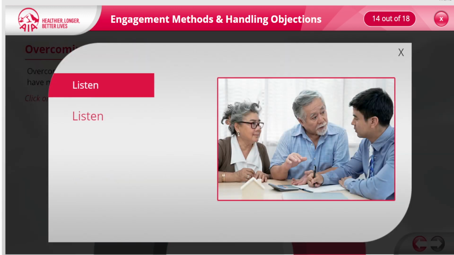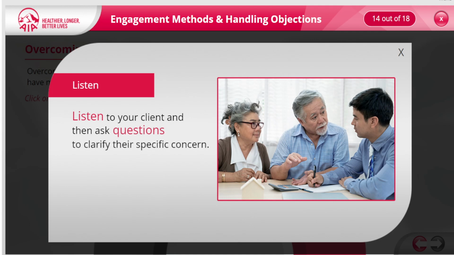The first tool is Listen. When thrown an objection, let your client talk. After listening, make an effort to gently probe further and ask questions to clarify their specific concern. It is essential to understand the actual objection before handling it.